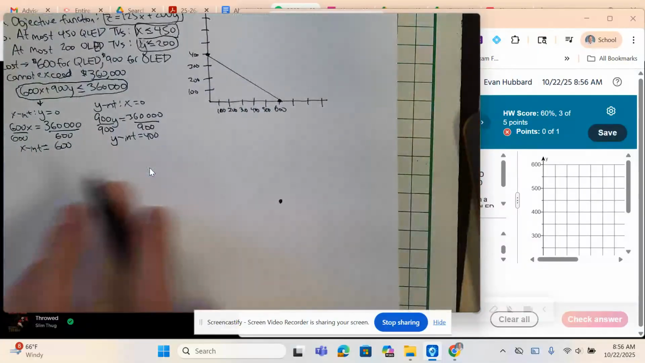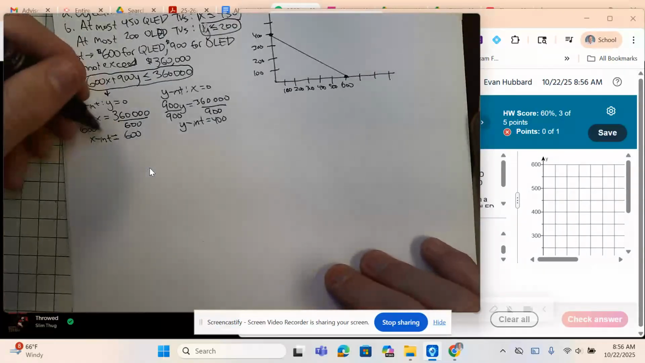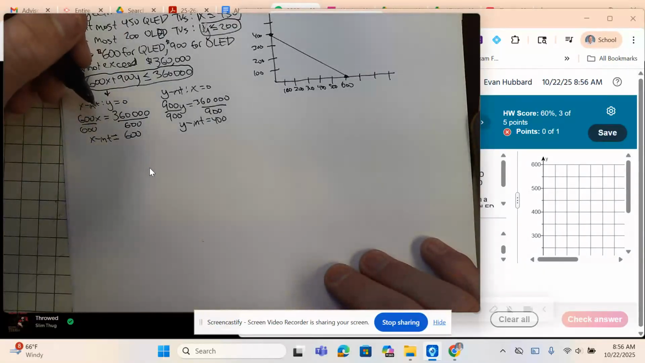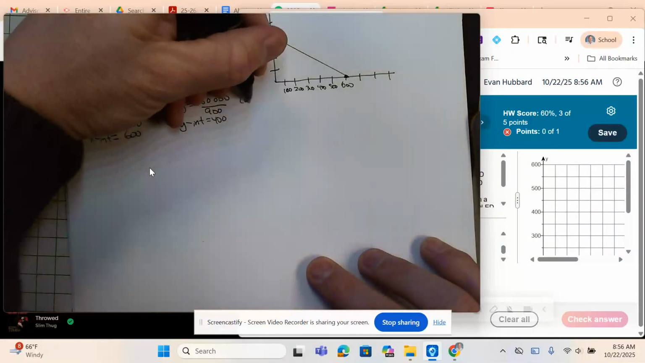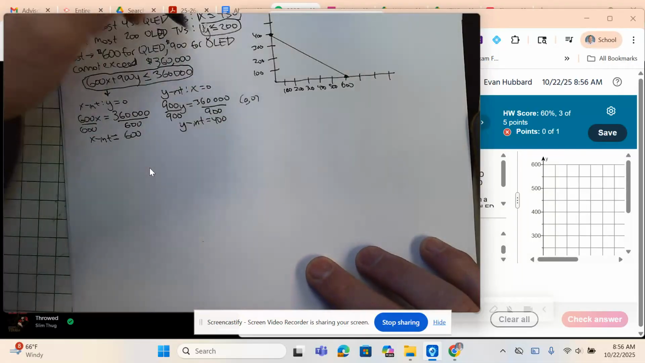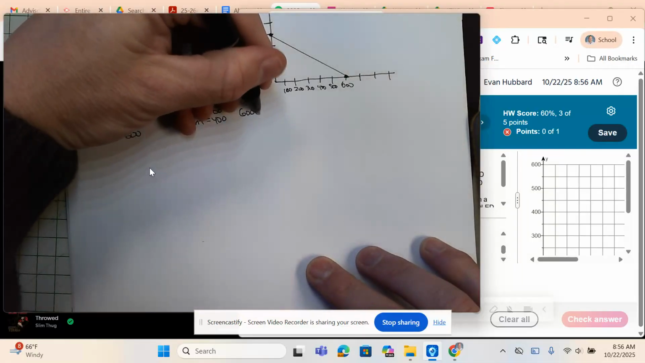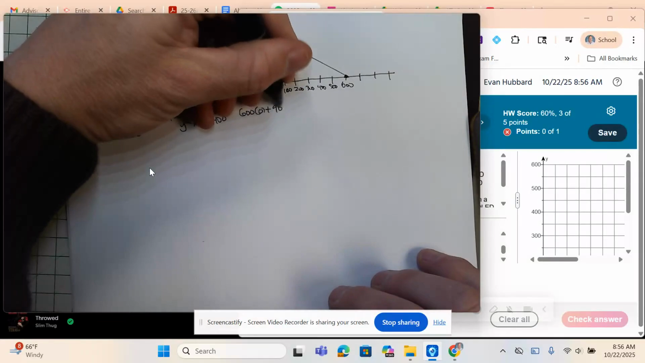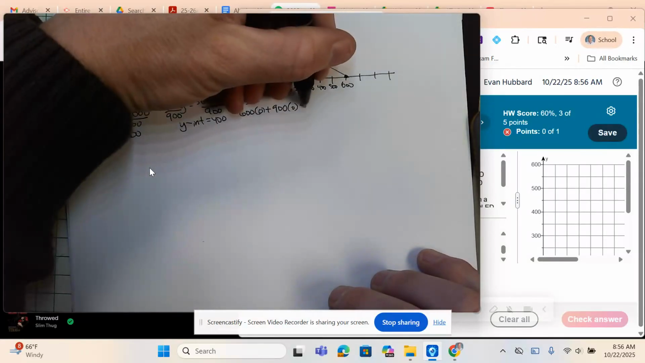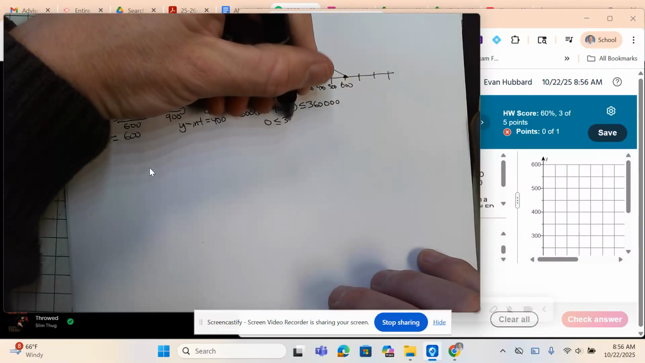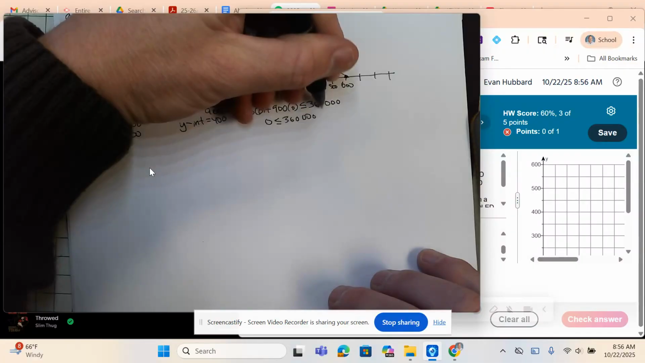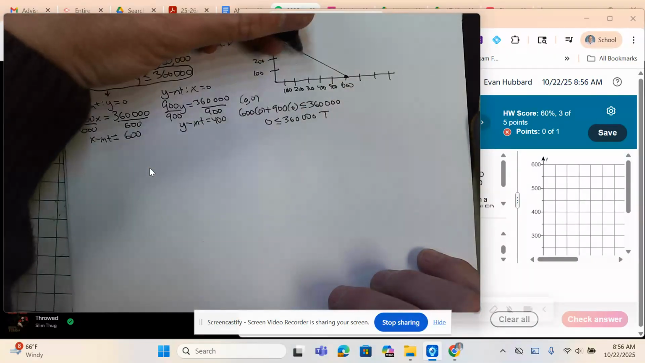And I'm going to plug in 0, 0 to figure out where to shade. So as I plug in 0, 0: 600 times 0 plus 900 times 0, is that less than or equal to 360,000? So 0 less than or equal to 360,000. That's true. So I'm going to be shading below here.